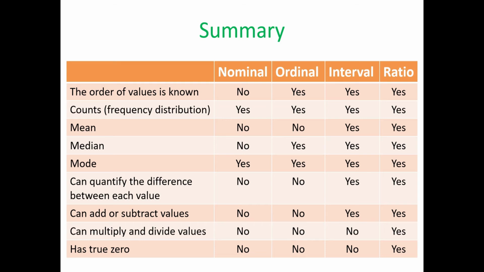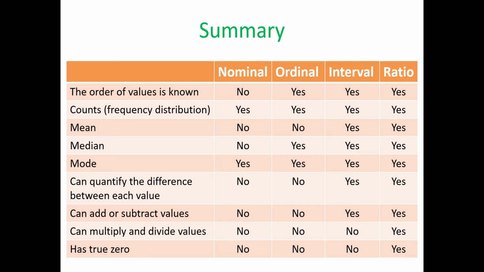Now we summarize. We know that nominal data, ordinal data, interval data and ratio data. You know that last time we have discussed this type of data. Now here the order of value is known. In nominal no, ordinal, interval, ratio yes. Frequency distribution, yes. For all the 4 categories of data we can make a frequency distribution. Mean, we cannot calculate for nominal and ordinal, but for interval and ratio we can. Median, we cannot find for nominal, but for ordinal, interval and ratio, yes we can. Mode, we can calculate for all the 4 categories.